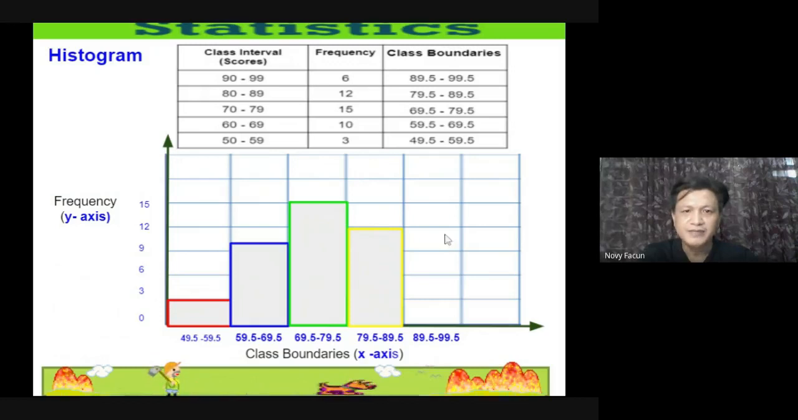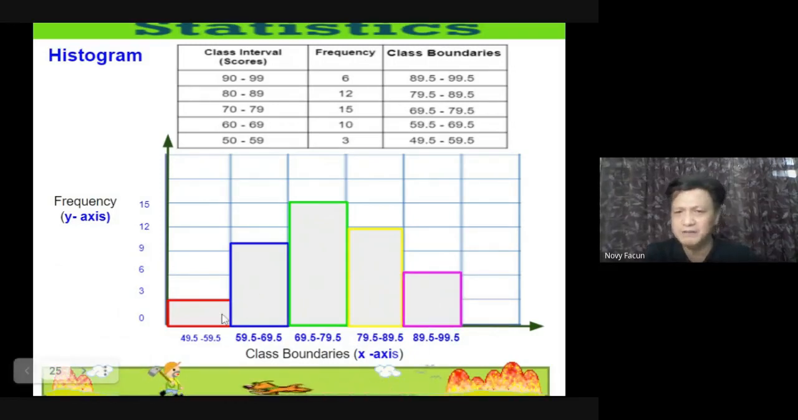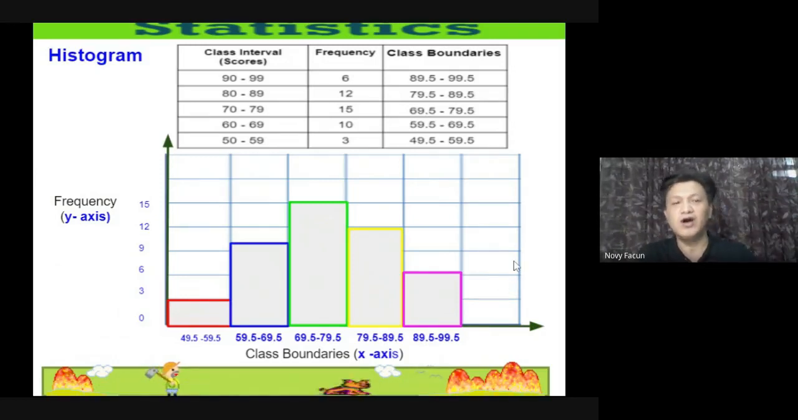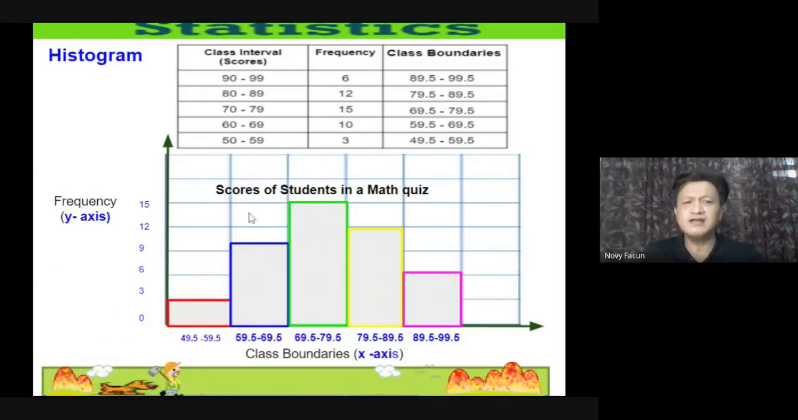I mean bar. And then for 89.5 to 99.5, there are 6. Ibig sabihin nandito yung taas ng ating bar. Okay, kung mapapansin nyo, walang gaps, kasi meron tayong class interval or the class boundaries. So with that, yun yung kaibahan niya sa bar graph, ha? Walang gap dito. Doon sa bar graph, meron. So with that, yung title niya, don't forget, is Scores of Students in a Math Quiz.